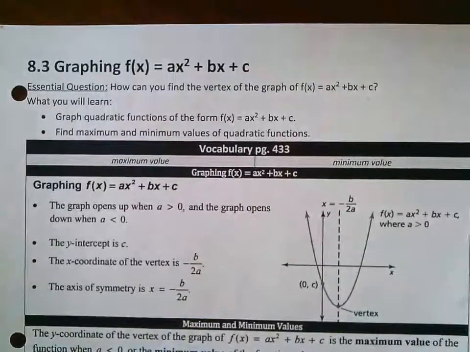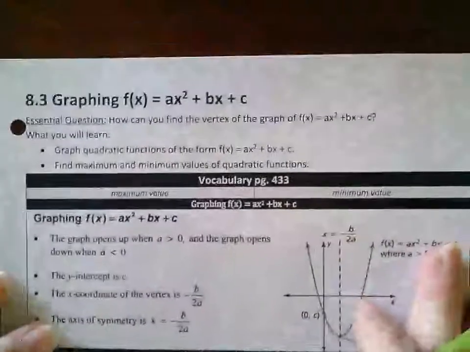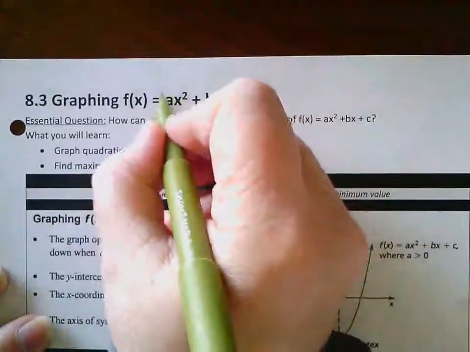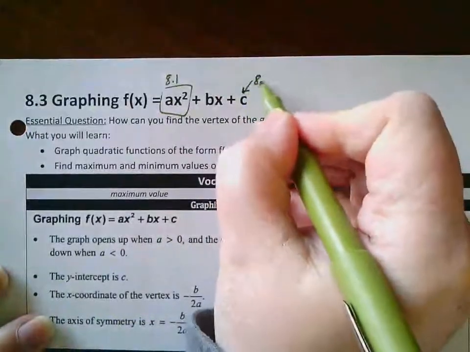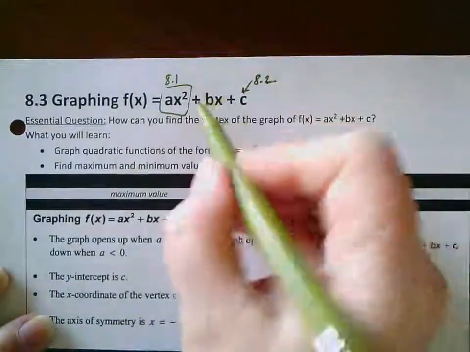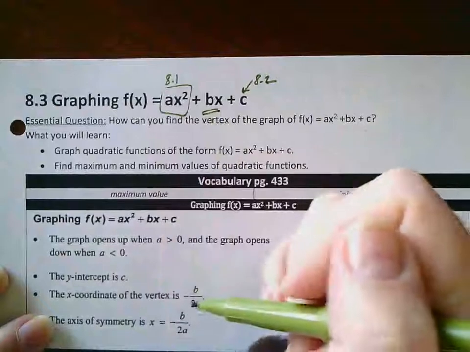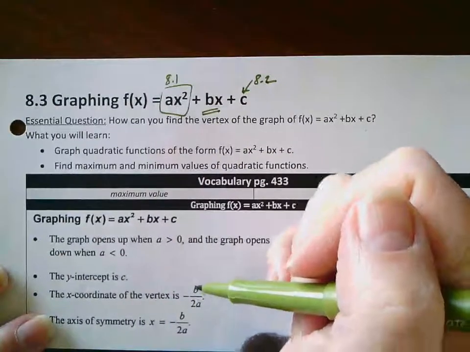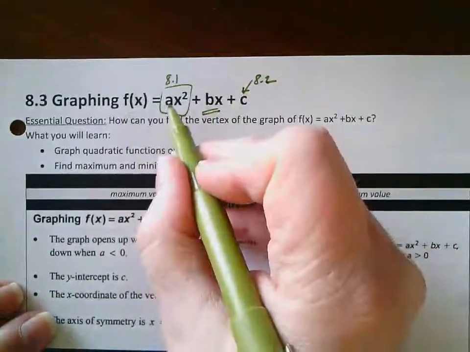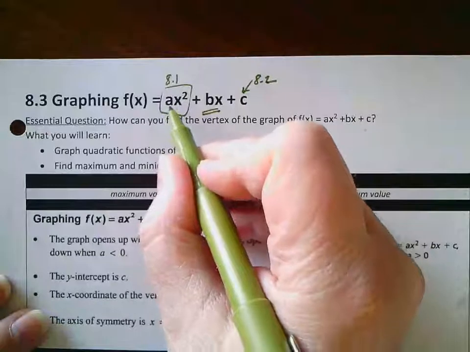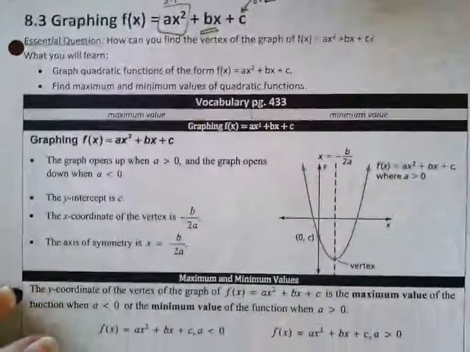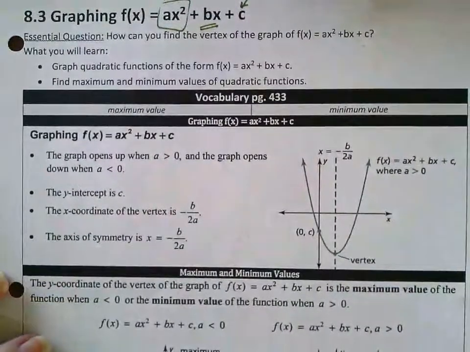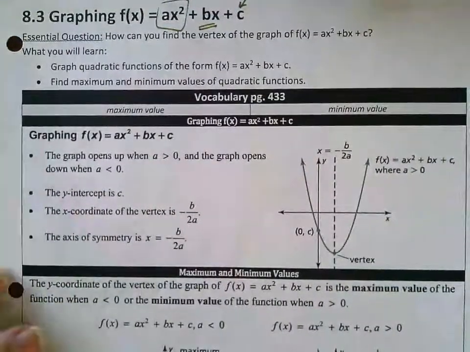Hi, 8.3. So in 8.1, we talked about this. In 8.2, we added on this. And now we are going to add this into our equation here. So 8.3, we're going to be talking about how to graph a quadratic equation in standard form, ax squared plus bx plus c. And we're going to find the maximum and minimum values of that quadratic equation.